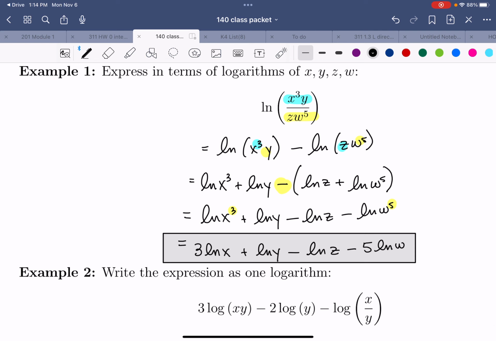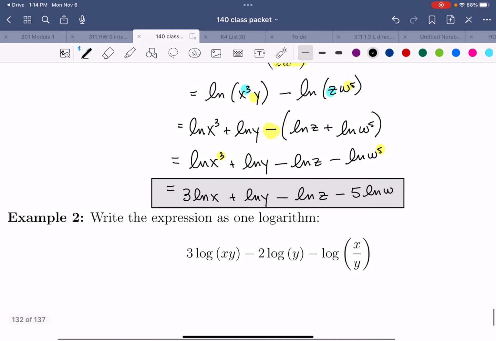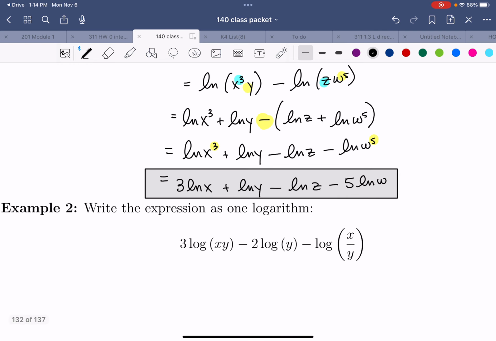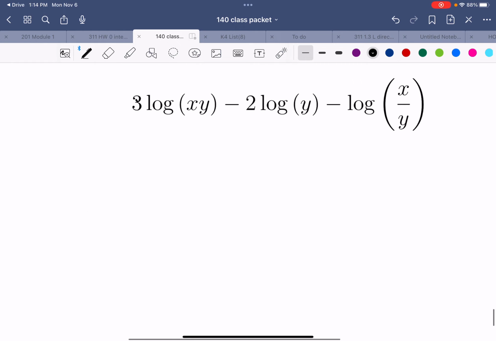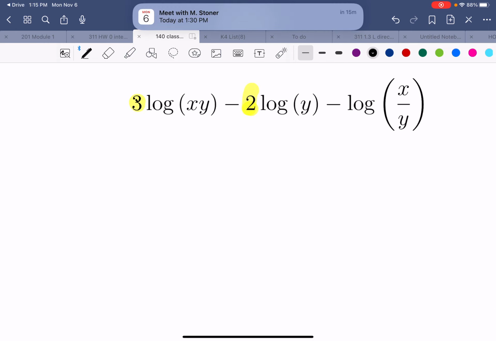Now we can do the exact same thing, but in reverse. So I can take a big string of logs, like you see here in example 2, and I can collapse them back together and write in terms of one logarithm. So the first thing I'm going to do is undo the last step that I did up above, right? In the last step up above, I brought down the exponents. So this time I'm going to put those exponents back up. So I have a 3 out front over here and a 2 over here. So I'm going to put those up as powers.